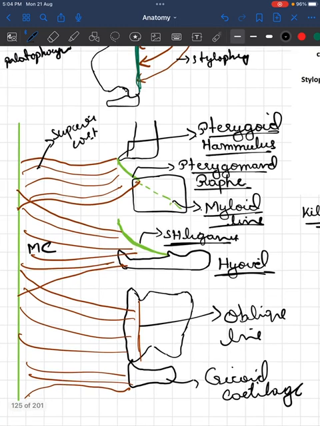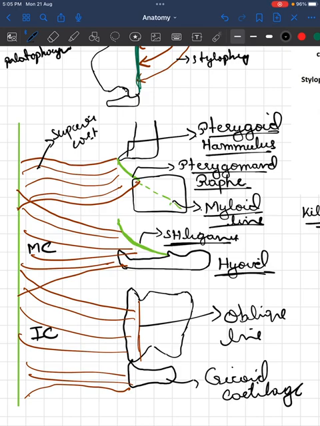Next is the inferior constrictor. We have two parts, the thyropharyngeus and cricopharyngeus. The part which arises from the thyroid cartilage is known as thyropharyngeus, which arises from the oblique line of the thyroid cartilage. Next, cricopharyngeus arises from the cricoid cartilage, so it is named cricopharyngeus. All of these are supplied by the vagus nerve.